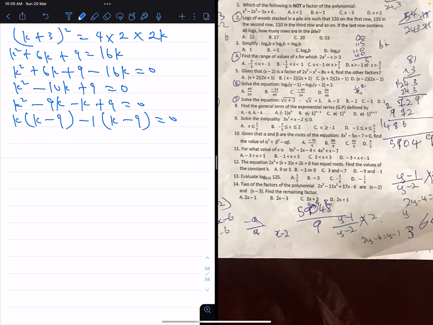Minus 1 into K minus... okay, I got 9. And that means K minus 1 times K minus 9. So this is what they were telling us to do. Which means K minus 1 equals 0 or K minus 9 equals 0.